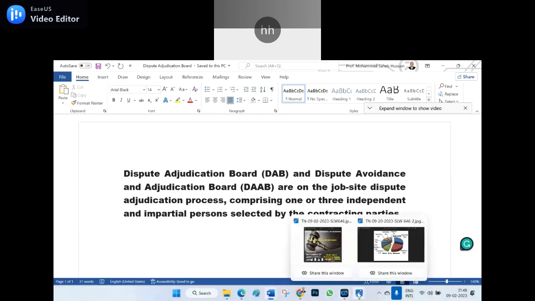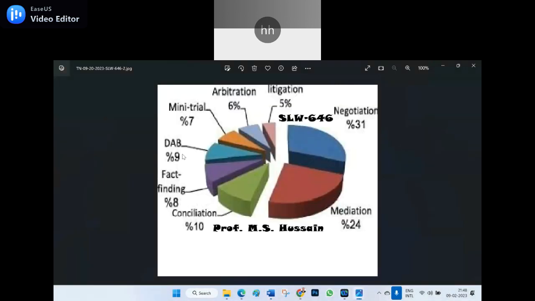It also plays an important role. DAB is 9%, mini trial is 7%, arbitration is 6%, litigation is 5%. Which is the highest one? Negotiation. See here, the cursor I am moving. Negotiation is the highest.